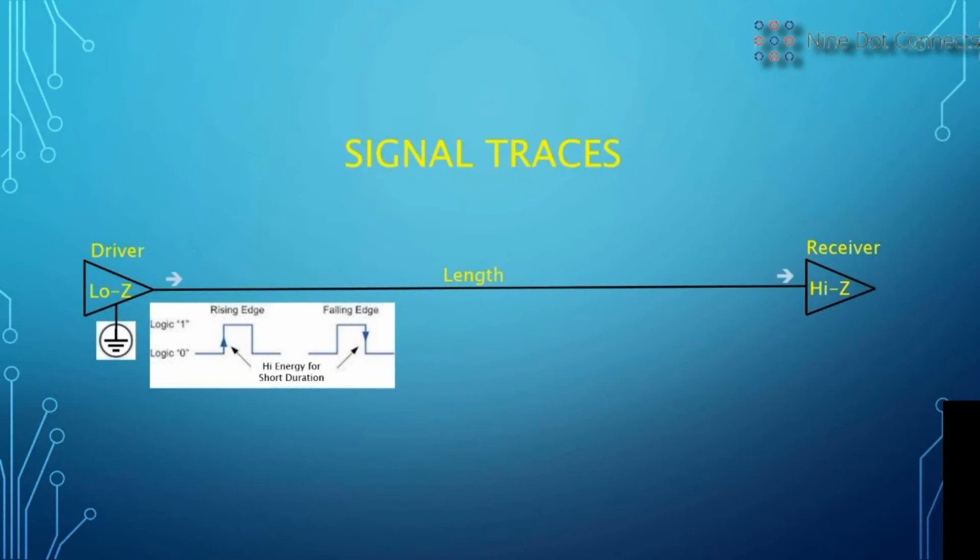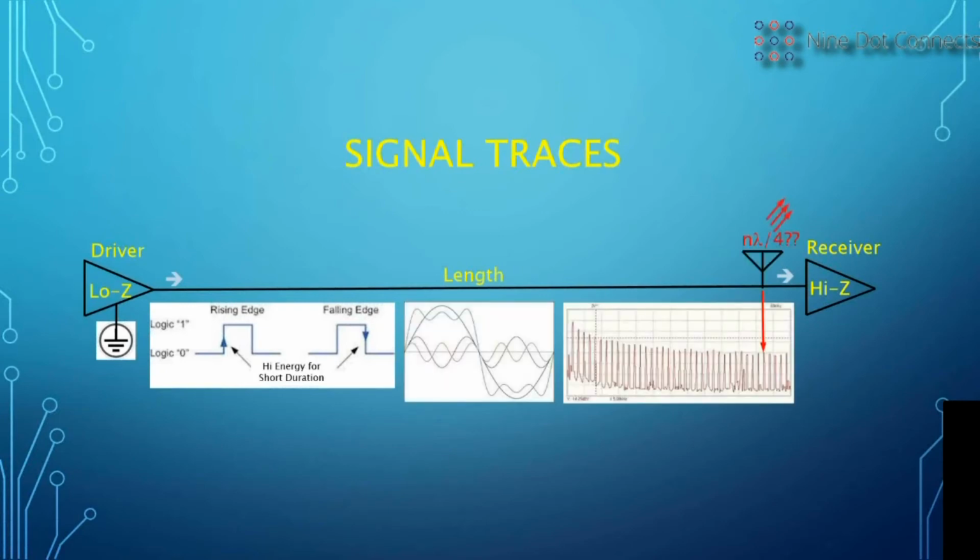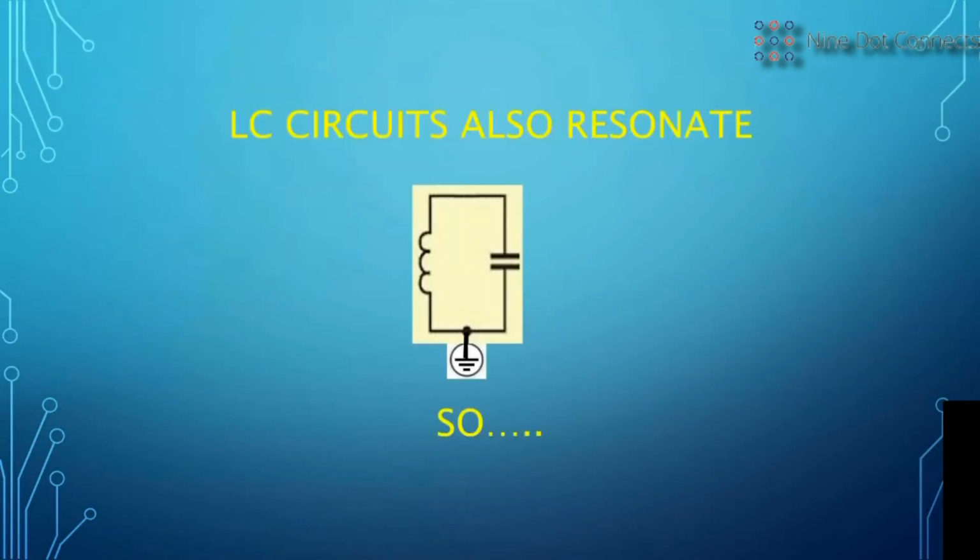If it turns out that that length corresponds as an nth multiple of lambda over 4 to any one of those harmonics, you now have a quarter wave antenna that is being excited by that. And if you do that, then you're going to find out that it's going to radiate. The other effect that it might have is it's going to distort the waveform by having resonances on particular harmonics and not others. So LC circuits also resonate.